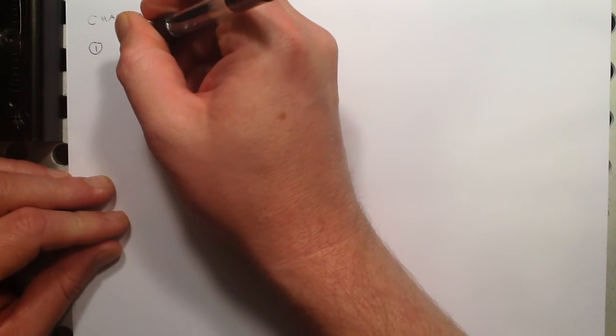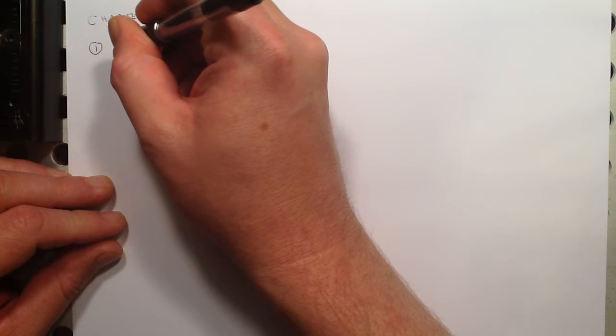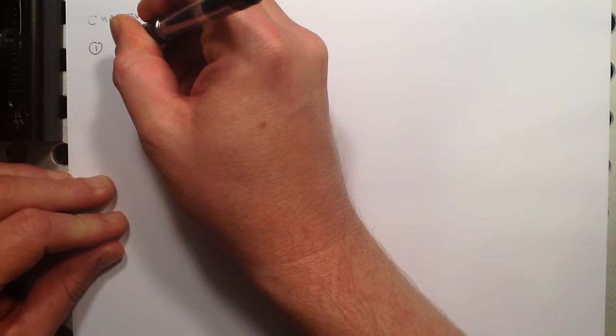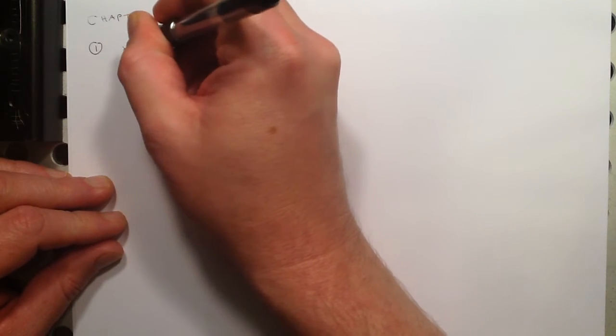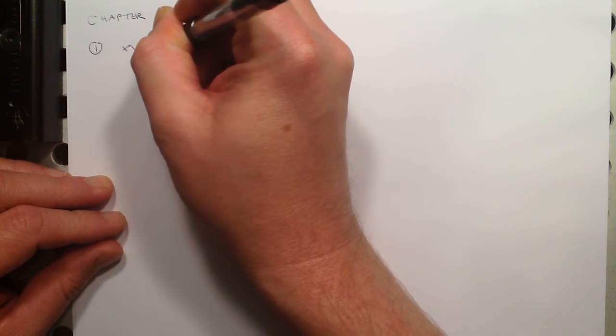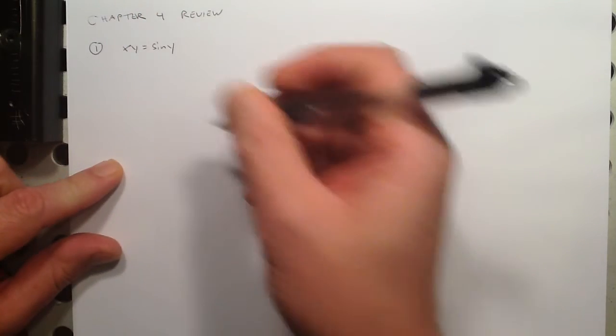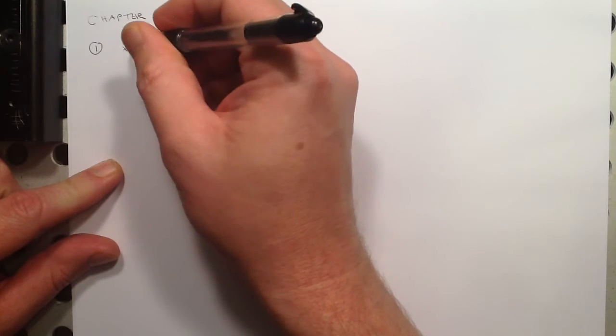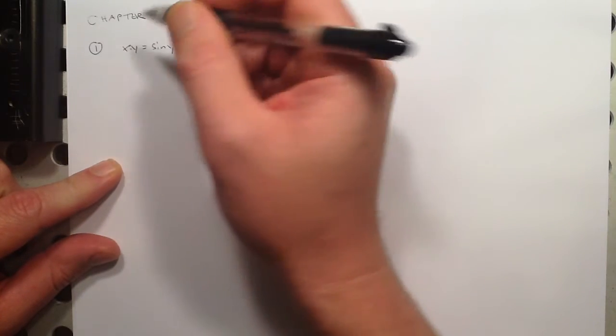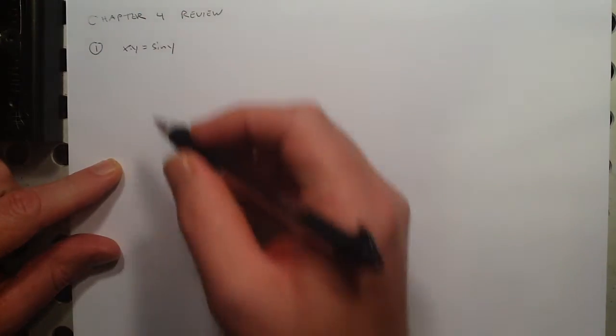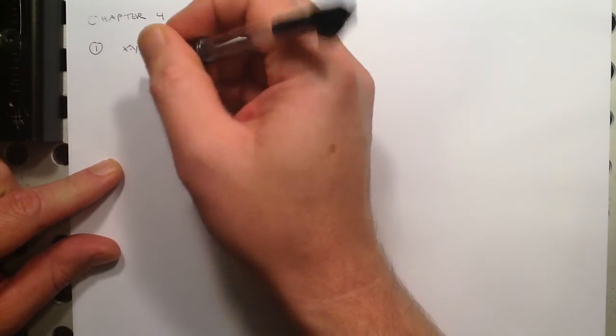Number 1, we're supposed to find dy dx if xy is equal to sine y. So this is an implicit differentiation problem. Can't forget the product rule here. This is x times y. That's probably the most common mistake in this kind of problem.